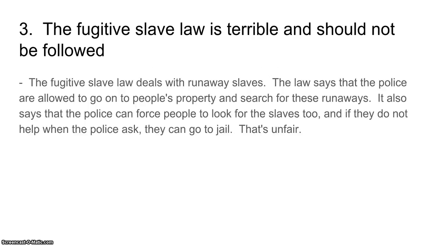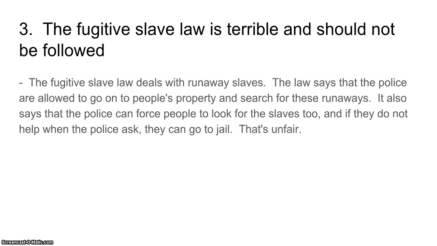Three, the fugitive slave law is terrible and should not be followed. From the northern perspective, the fugitive slave law deals with runaway slaves. The law says that the police are allowed to go onto people's property. Federal police, some far off federal policeman you've never met before in your whole life, are allowed to go on your property and search for these runaways without your permission. It also says that the police can force people to look for the slaves too, and if they don't help when the police ask, they can go to jail. That's unfair. All right, students really connect with this one.